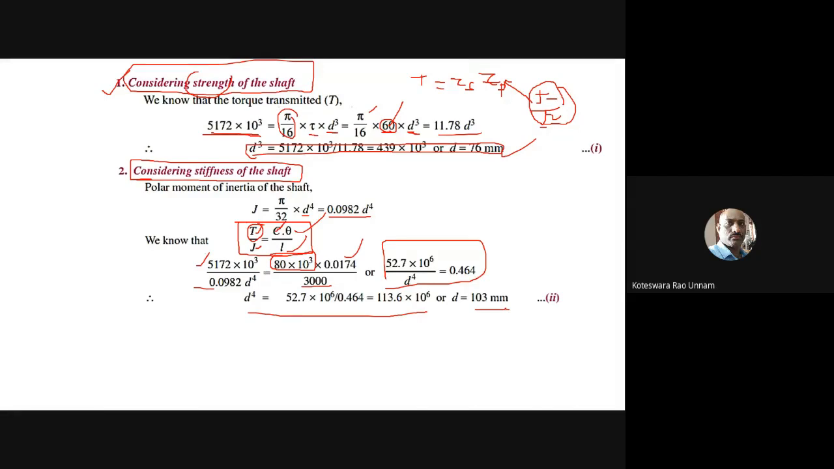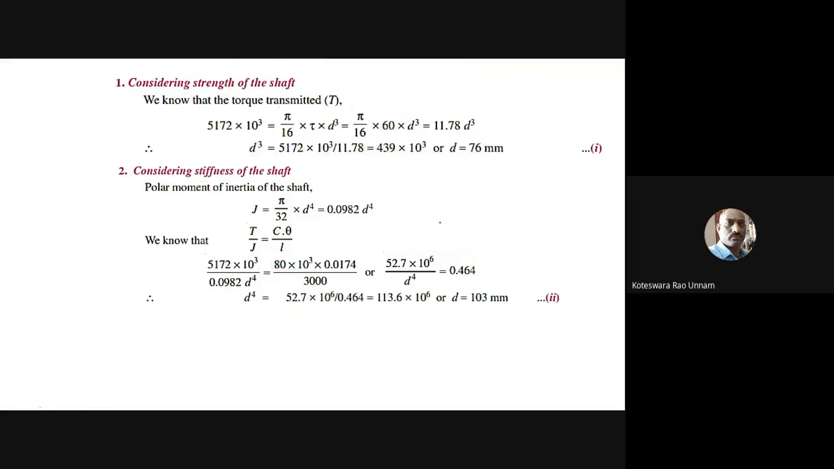So that means I designed the shaft based on two criteria. The first criterion I have taken as strength, and the second criterion as stiffness. Now I need to select my final diameter for the shaft. With the strength criterion I got 76 mm as the diameter of the shaft, and with the stiffness criterion I got 103 mm.